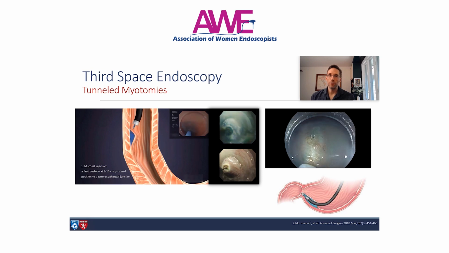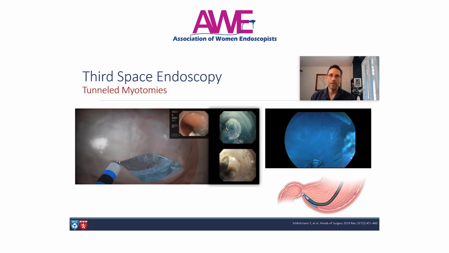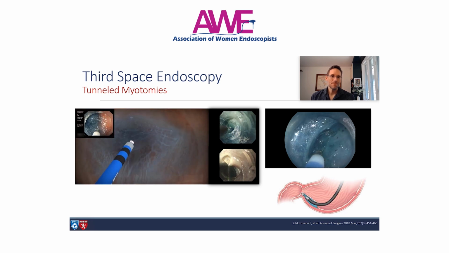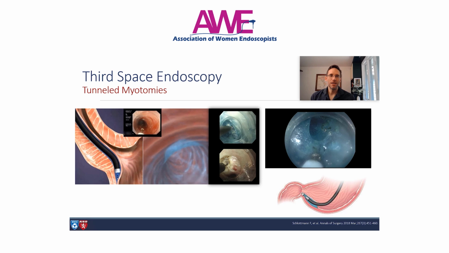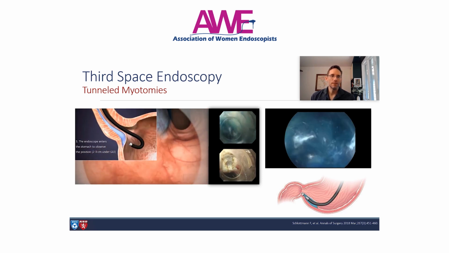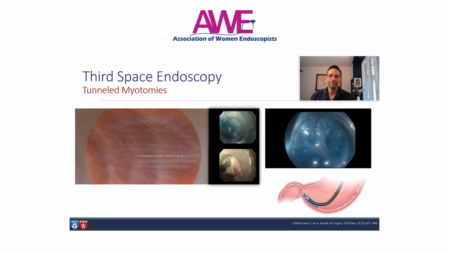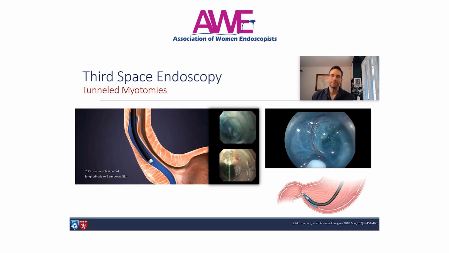In addition to third space for tissue resection, we have third space for myotomies, or POEM, peroral endoscopic myotomy. And on the left, you see a typical E-POEM animation where we're tunneling in the submucosal space and then making an incision in the muscle. And on the right, we have a typical G-POEM technique.